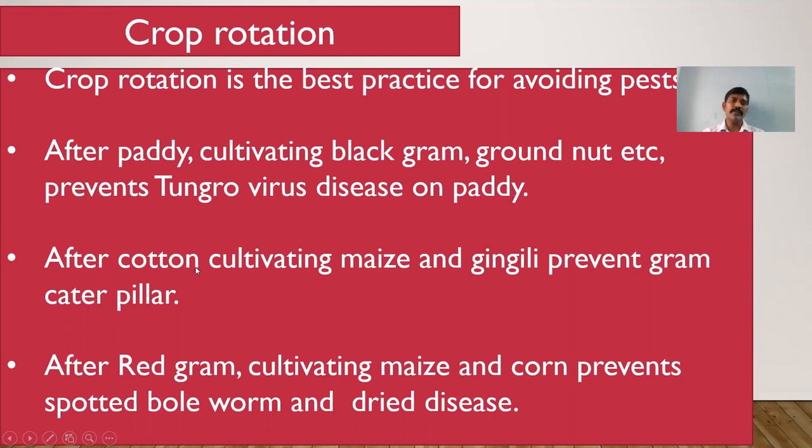Next, after cotton, cultivating maize and gingelly prevents gram caterpillar. This is also another crop rotation method. Next, after red gram, cultivating maize and corn prevents spotted bollworm and dry diseases. In this manner, crop rotation is very helpful to us to control the pests.